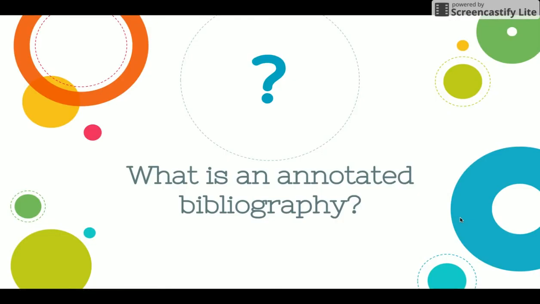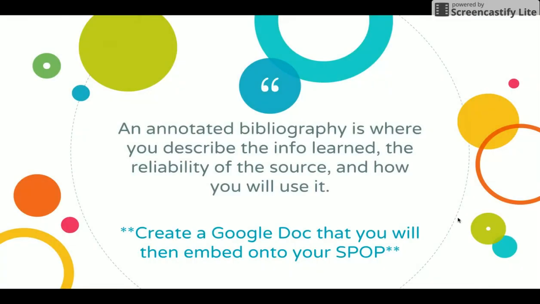So what is that? What is an annotated bibliography? Well, here's the answer, right? An annotated bibliography is where you describe the information learned, the reliability of the source, and how you will use it. For this assignment, you are going to do this on a Google Doc, which you will then later embed on the research page of your SPOP.